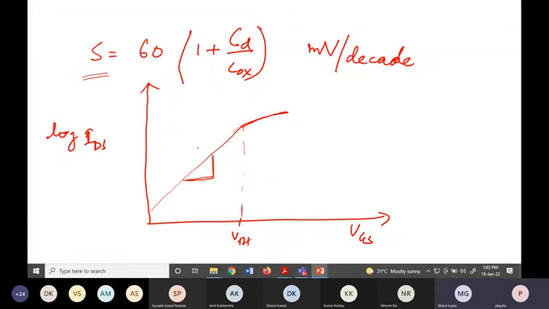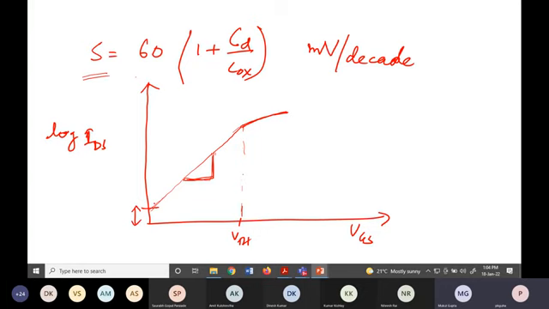So S is basically, you see 60 is the bottleneck, so minimum you can get 60 millivolt per decade. Often we get 80-90 millivolt per decade. That means one order of magnitude of current will decrease once you are decreasing the gate source voltage below VTH. Below VTH, if you keep on decreasing the gate source voltage, the current will decrease, but current will not be zero. In fact, when VGS is equal to 0, there is a finite, non-zero current.